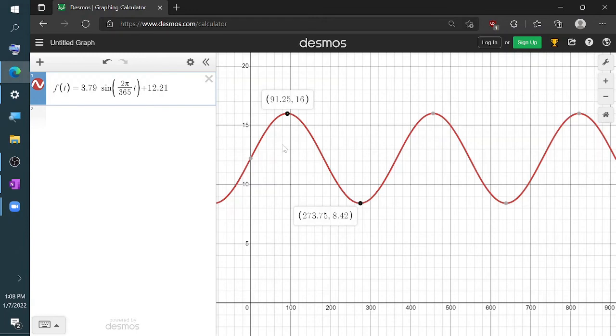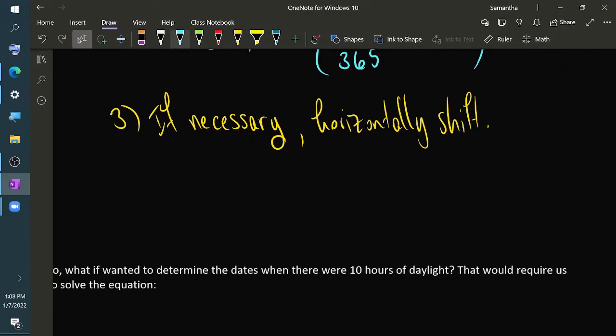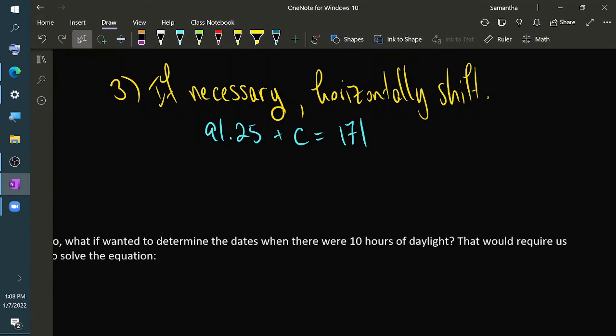Likewise, the date at which the highest number of daylight hours is reached is incorrect. Currently, it's being reached at day 91, roughly speaking, 91.25, instead of day 171. So what I want to do is move this some number of units to the right so that it's over here at t equals 171 instead. So let's figure out how much I would need to increase 91.25 to move that maximum point over so that it occurs at time 171.